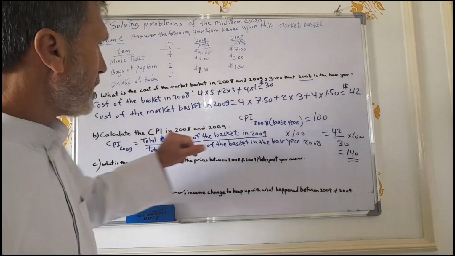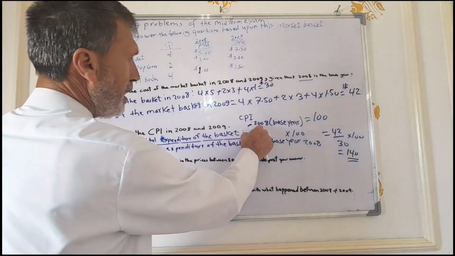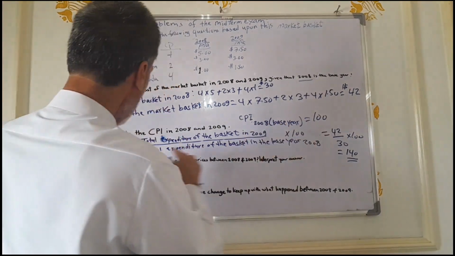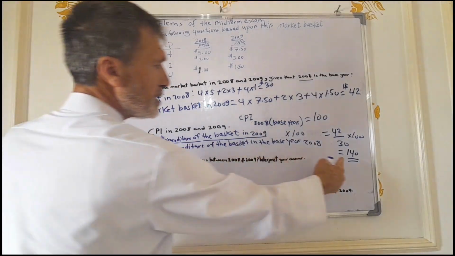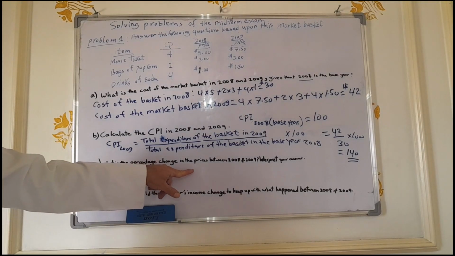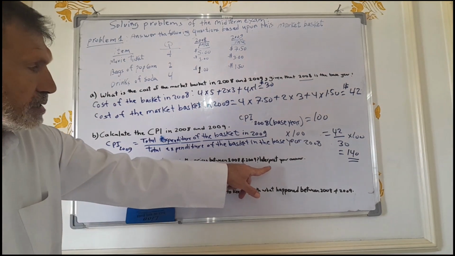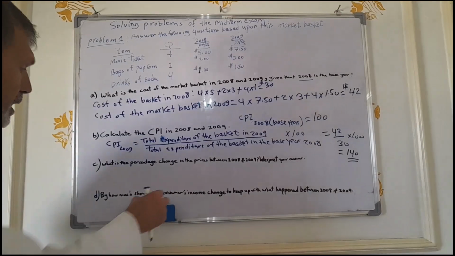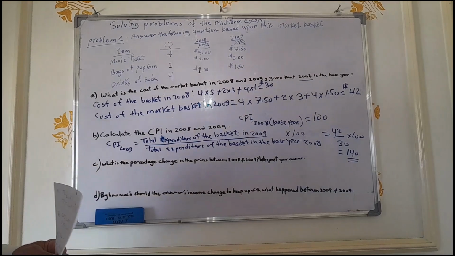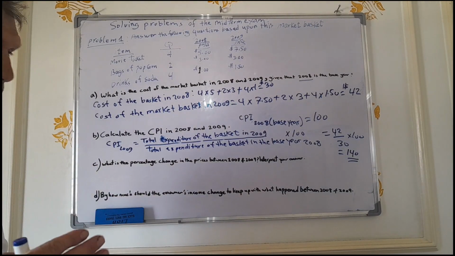And the CPI in the base year, we said, is equal to 100. CPI in 2000, or the base year, is 100. And CPI in 2009 is equal to 140. Now, what is the percentage change in the prices between 2008 and 2009? Interpret your answer.